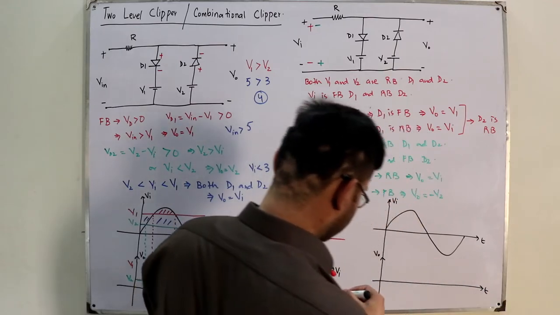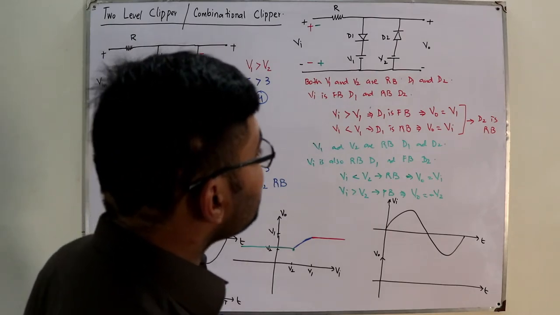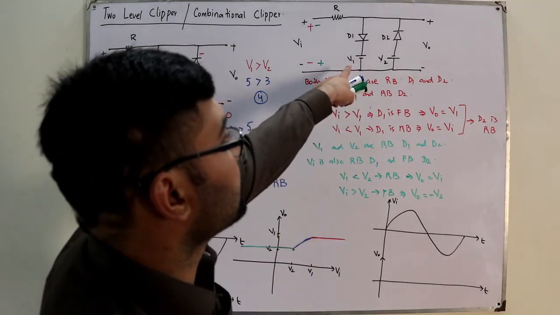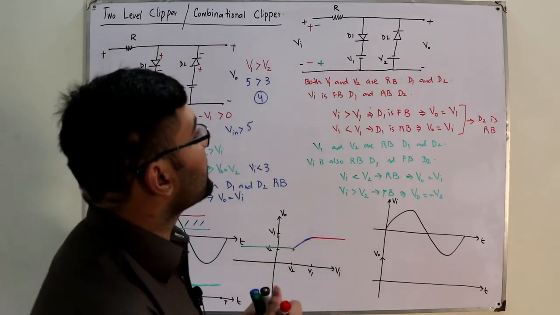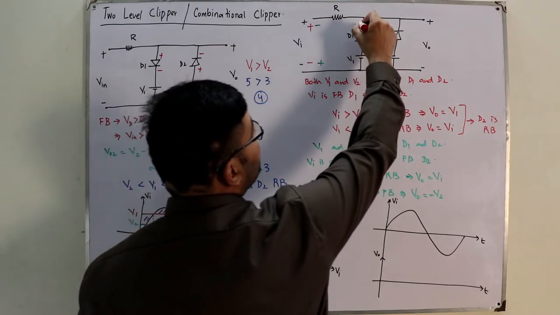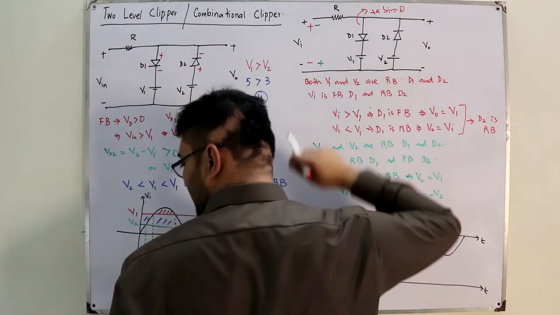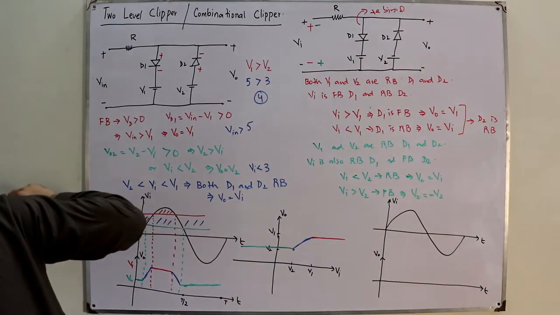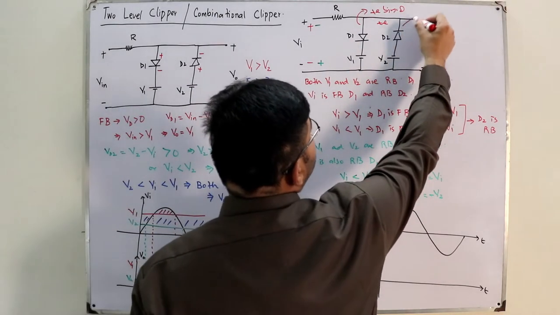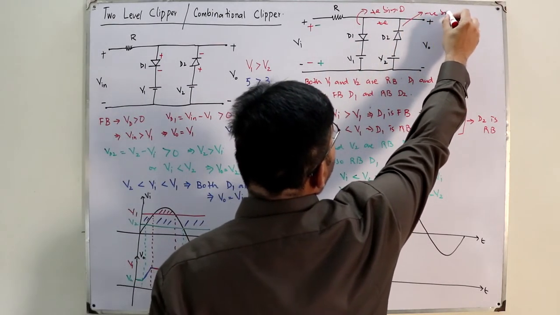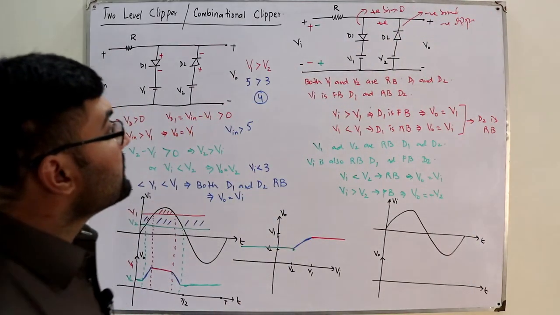This is my time axis. So V1, have a look. V1 is what? It's a positive biasing. You've seen the basic introduction. So this branch is a positive biased positive clipper, right? Yes. And similarly, this branch, you could see, is a negative biased negative clipper. So that is why I named it a combinational clipper.